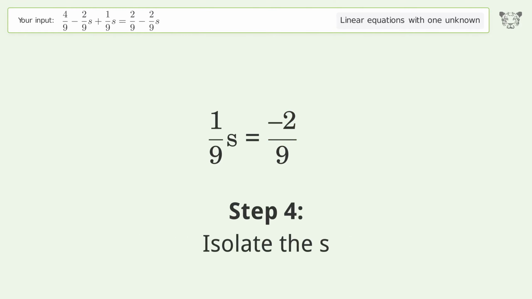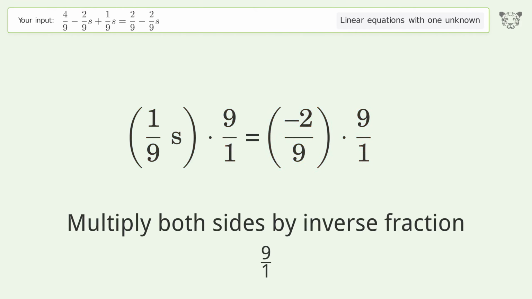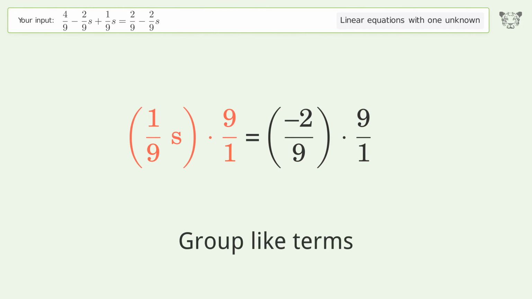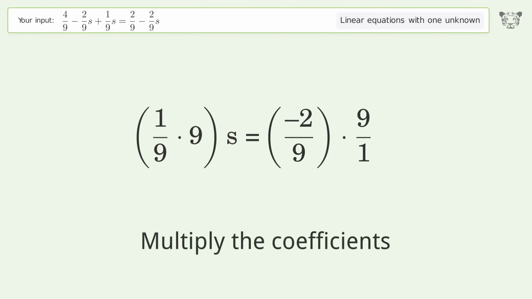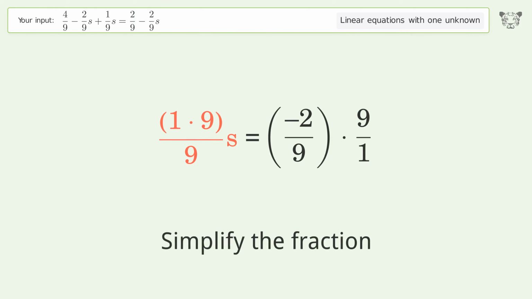Isolate the s. Multiply both sides by inverse fraction 9/1. Group like terms. Multiply the coefficients. Simplify the fraction.